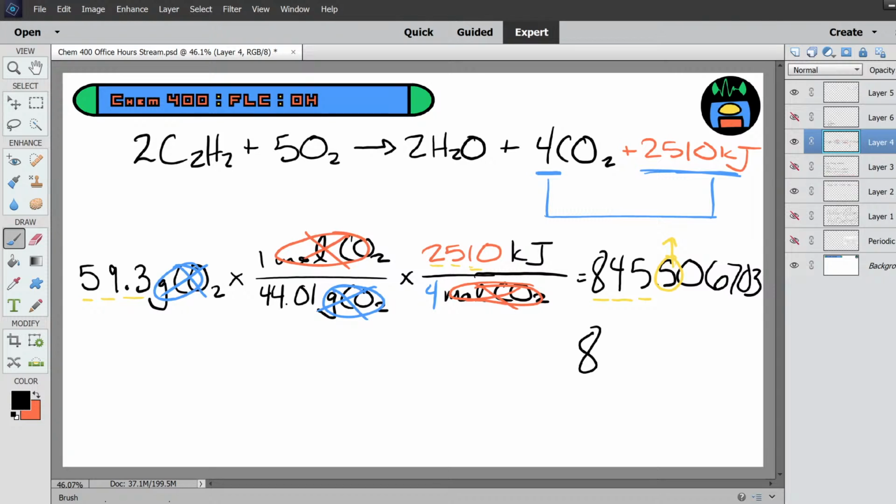So 846 kilojoules is the amount of energy released if 59.3 grams of carbon dioxide are produced in this reaction.